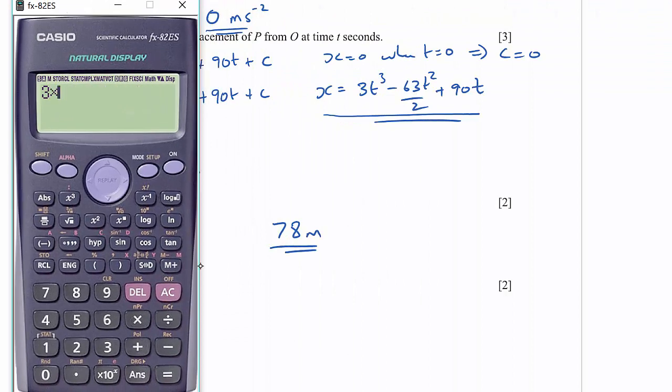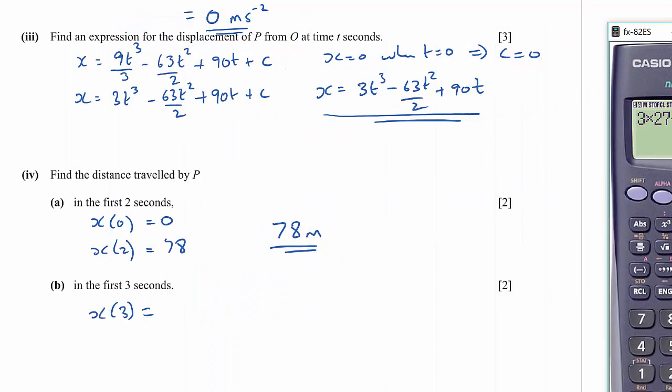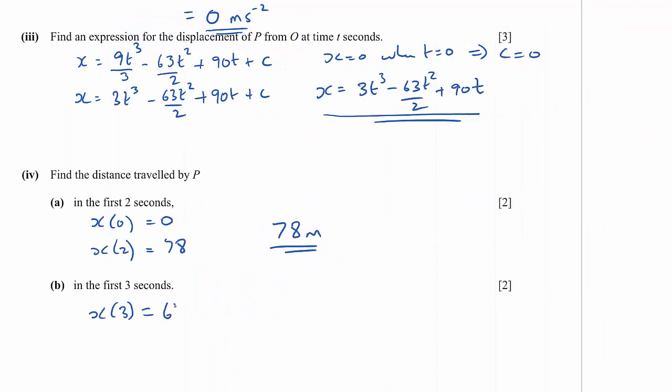What have we got? We've got 3 multiplied by 3 cubed, which is 27, take away 63 times 3 squared, divided by 2, add 90 times 3. And that gives me 67.5.